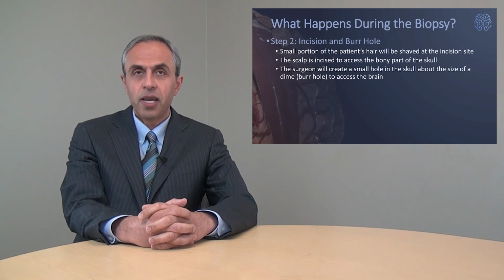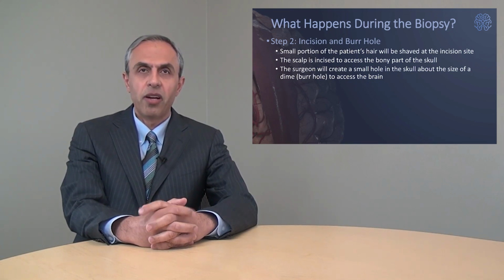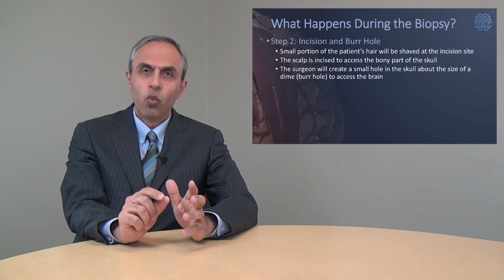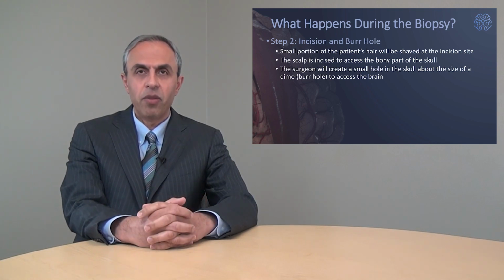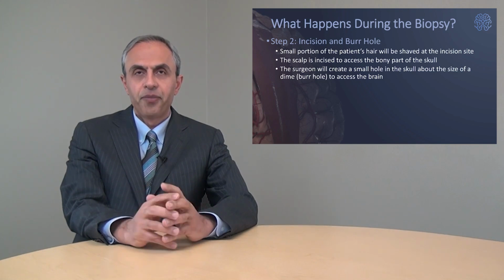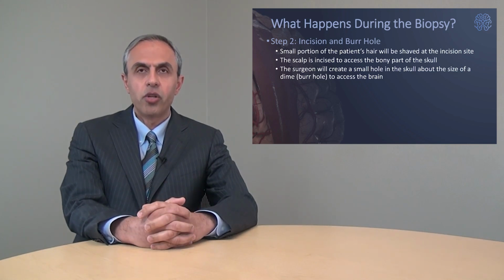So the second step is incision and the burr hole. A small portion of the patient's hair, as I said, was shaved at the beginning of the procedure. The scalp is incised 1 or 2 centimeters in maximum length, and a small hole is created on the skull using a medical drill to be able to pass the needle through the brain to the target. This small hole is called the burr hole.